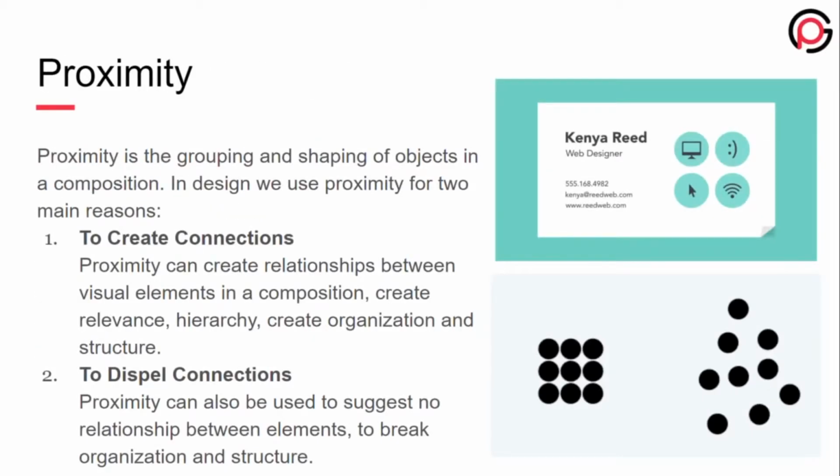Now talking about proximity. It is the grouping and shaping of objects in a composition. That means when we group elements or shapes in a layout, it is called proximity. In design, we use proximity for 2 reasons mainly. First, to create connections and to dispel connections. By creating connections, we mean that we have a few icons here in the layout: smiley, Wi-Fi, cursor and the PC. As we can see, these icons are in a circle and are showing a connection. If we want to break or remove the structure of visual elements, we will decrease the proximity to mix them up.